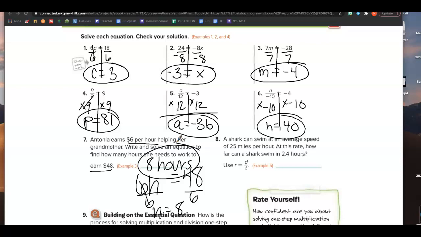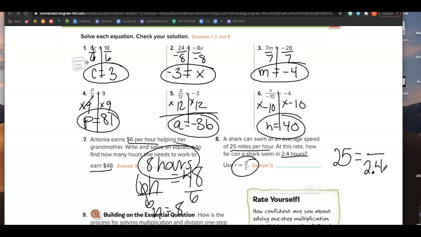A shark can swim at an average speed of 25 miles per hour. At this rate, how far can the shark swim in 2 4/10 hours? We have to use this formula. So this 25 miles per hour, is that your rate, distance, or time? That's the rate at which they swim, so it would be 25 in for R. Equals, is 2 4/10 hours the distance or the time? So that's going to go in for T.